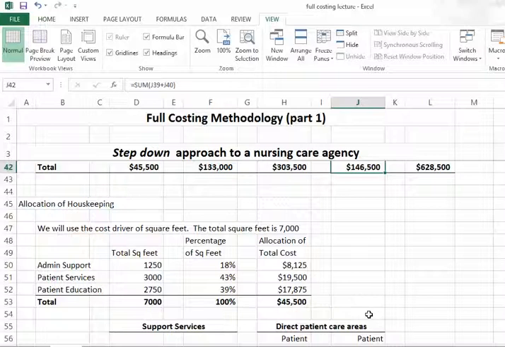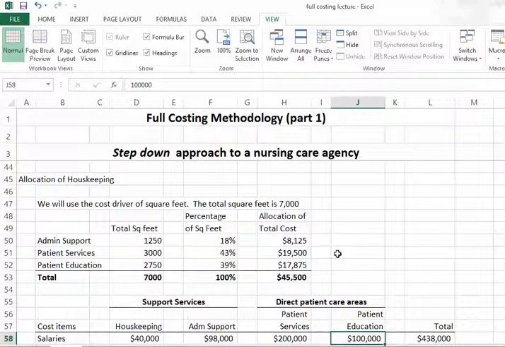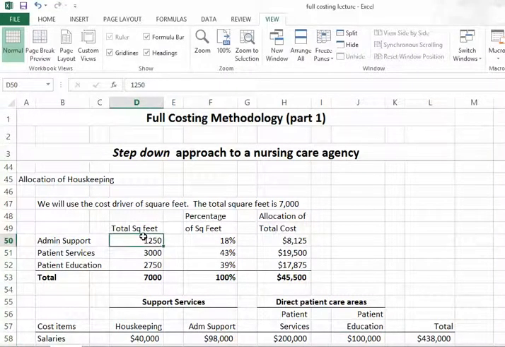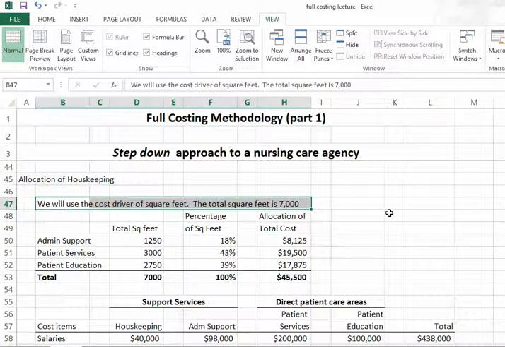We are going to be allocating the support services of housekeeping based upon square feet. And we call this, back to the methodology, a step-down approach, because in a step-down approach, what we are doing is one support service is providing services to another support services. In this case, the cost basis, or the cost driver that we defined, is going to be total square feet. So the given information is that administrative support has 1,250 square feet. Patient services has 3,000 square feet, and patient education has 2,750 square feet, which equals the 7,000 square feet that we have listed in the description.